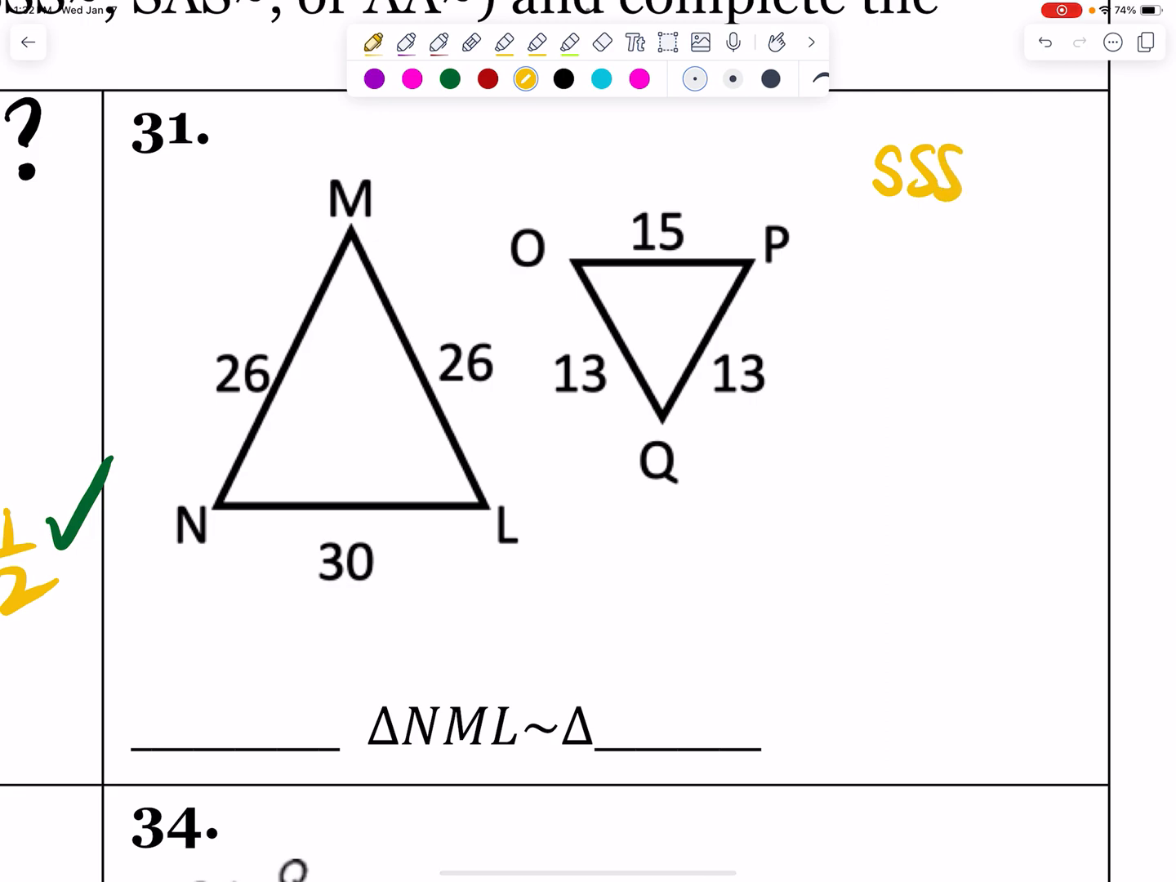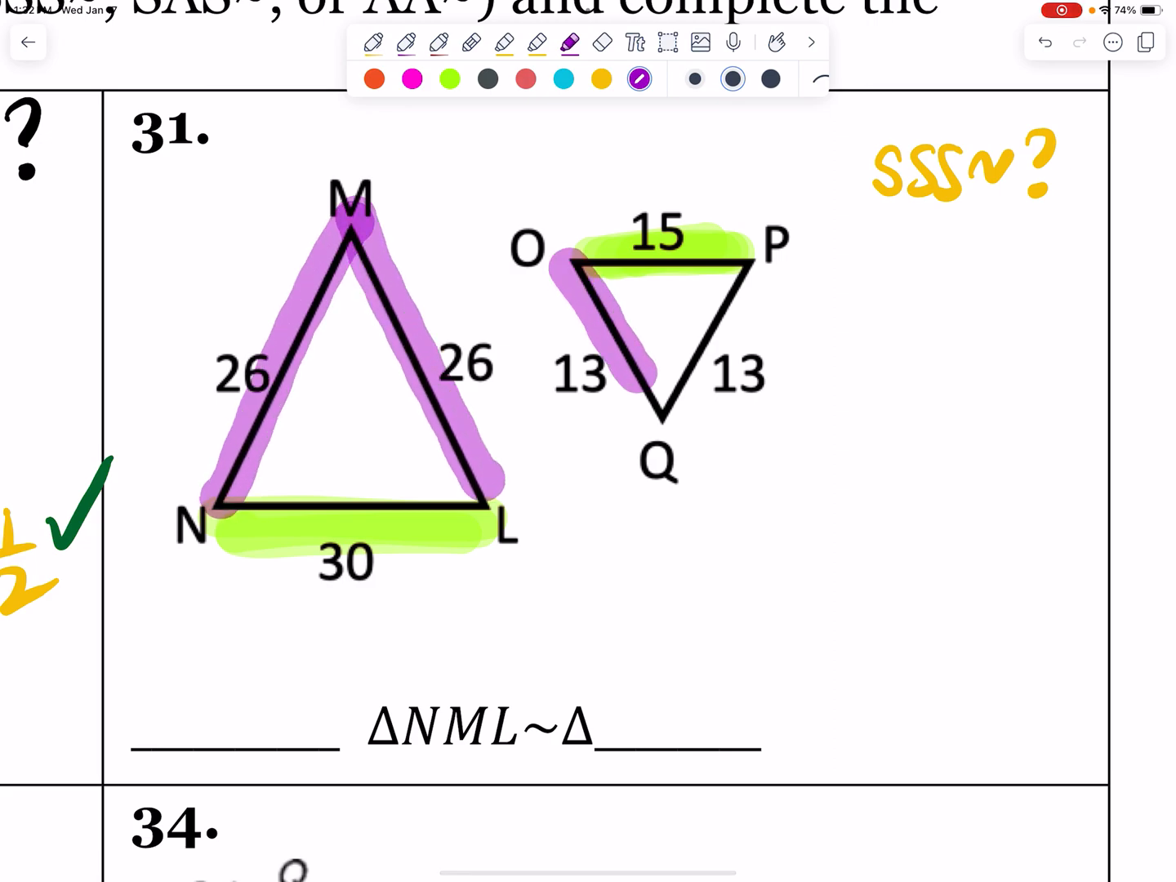It appears to be similar by side-angle-side similarity, but I need to check my three fractions. So here's the 15. That's going to correspond to the 30 because those are both the larger pieces between the two. And this is an isosceles triangle because two legs are the same. So those two 26s are going to correspond to the 13. So let's say that I go left to right and I decide to do 26 over 13. Obviously, 26 over 13 is going to reduce to 2 over 1.